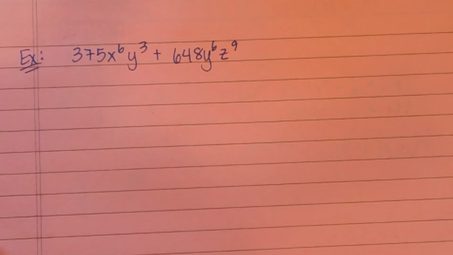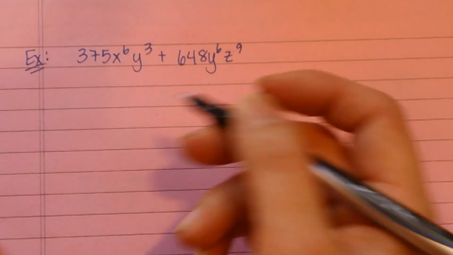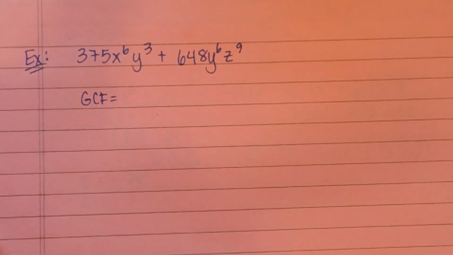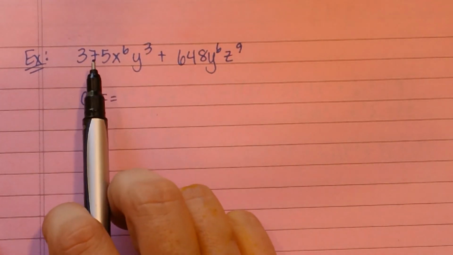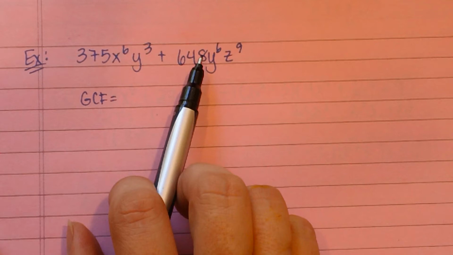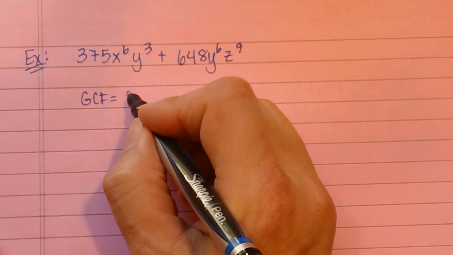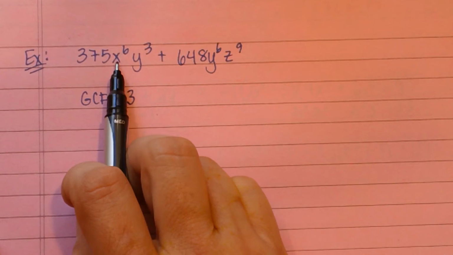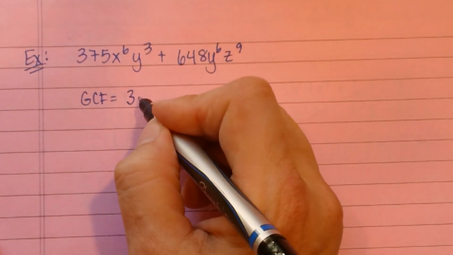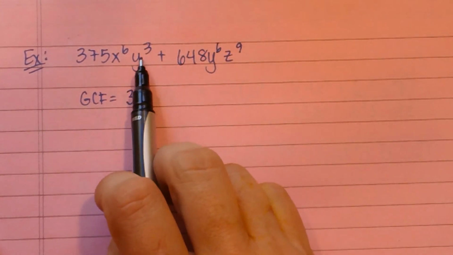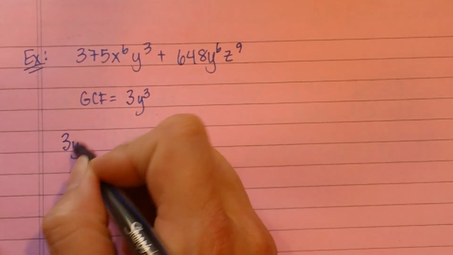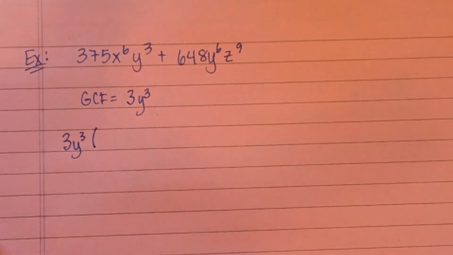So if you're up for solving it, let's go ahead and start with the greatest common factor. The greatest common factor for these two terms: 375 is divisible by 3 and 648 is divisible by 3. So let's start there. 3, and this has 6 x's, this one has no x's. We have 3 y's here, 6 y's here. So I have 3 y's in common. And then this one doesn't have any z's and this one does. So let's start by taking out 3y cubed and see if that leaves us anything else in common, because we can always take more out later.